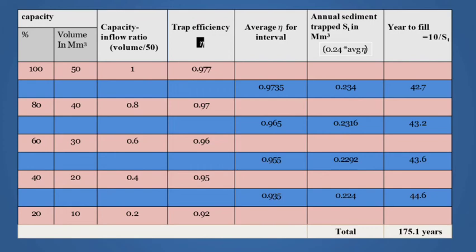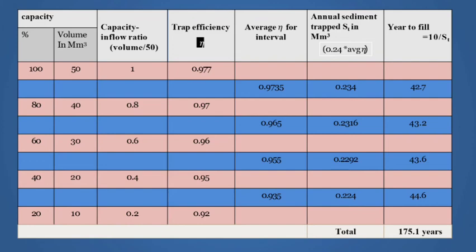Then we find what annual sediment is trapped. The annual sediment that comes to it is 0.24 million meter cube, and for the first interval, 0.9735, that is 0.24 into 0.9735 of it will be trapped in the reservoir. And for the second interval, 0.24 is again coming, and 96.5% of that will be trapped in the reservoir.